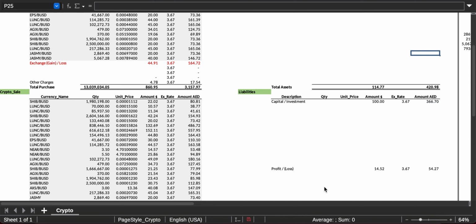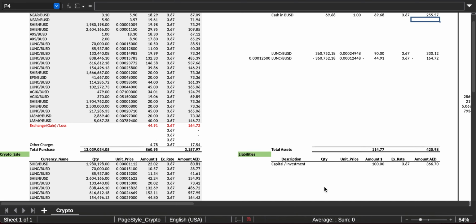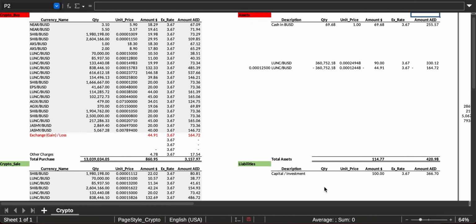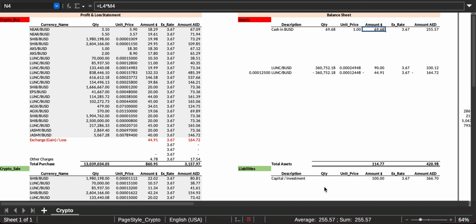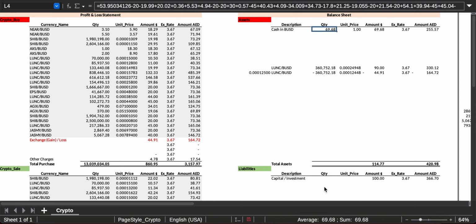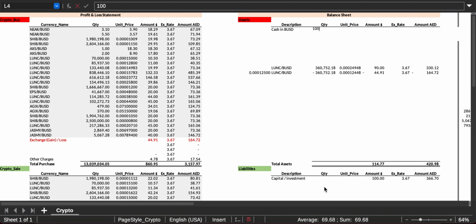On the other hand, when you write this capital entry, you will buy, suppose, BUSD. So how much BUSD will you buy? Suppose you will buy 100 BUSD, whatever the rate and whatever your currency. Okay, so this is your total.